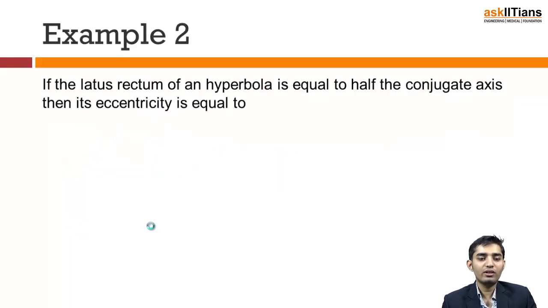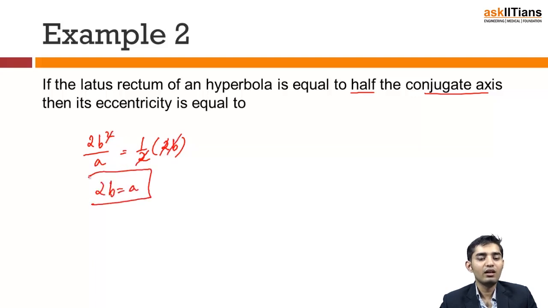Let us see one more example. Suppose the latus rectum of hyperbola is equal to half the conjugate axis, right? The latus rectum of hyperbola is 2b square by a. So the length of latus rectum of hyperbola is equal to half the length of conjugate axis. What is the length of conjugate axis? The length of conjugate axis will be 2b. So this 2 will get cancelled, b and b will also get cancelled. So basically I will get 2b equal to a.